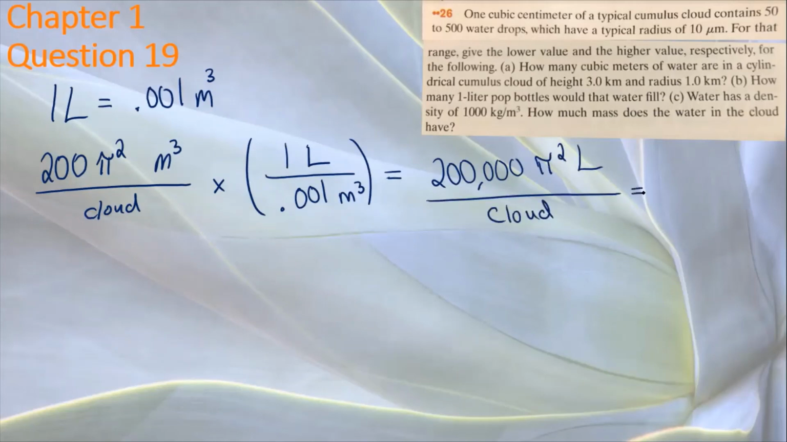Now, since we want an actual number of how many bottles that is, 200,000 times pi squared is 1.97 times 10 to the 6 liters per cloud.